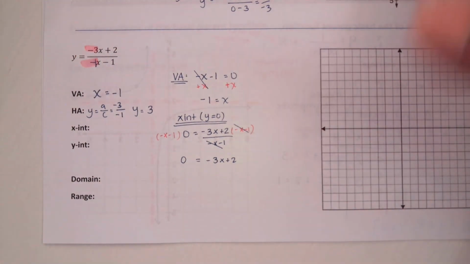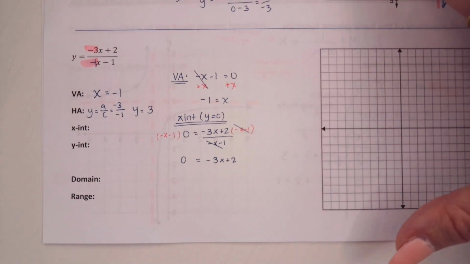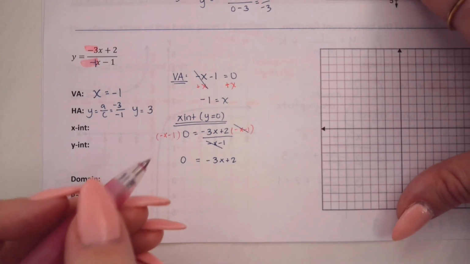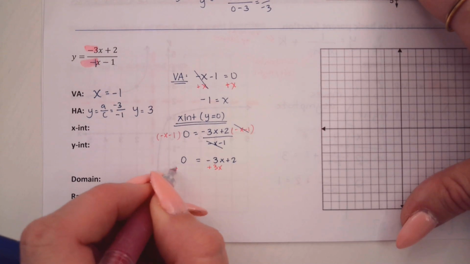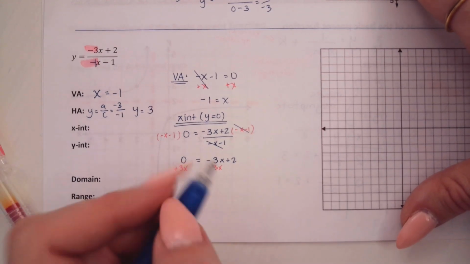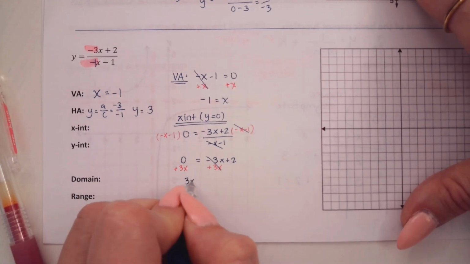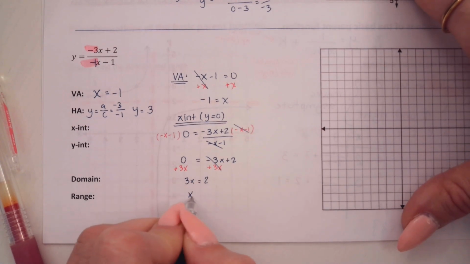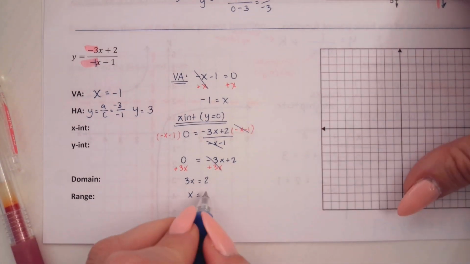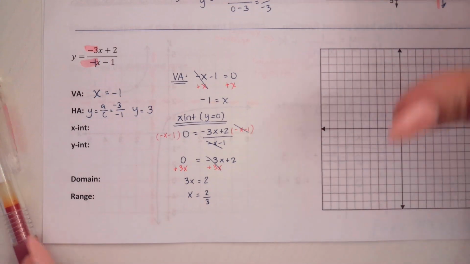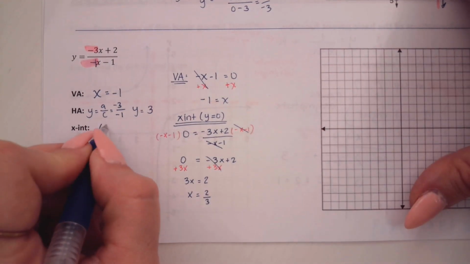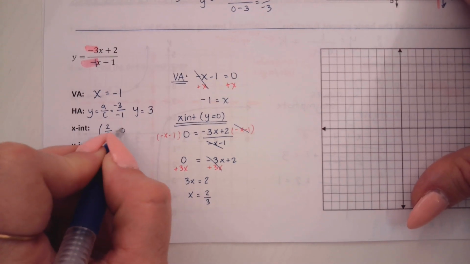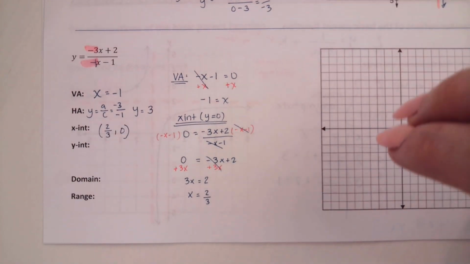Okay, then what? Yeah, at this point you can either, I'm going to add 3x. Doesn't really matter though. So 3x equals 2, which means x equals 2 over 3. Good. For the intercept, what would that look like as an ordered pair? 2/3, comma 0. Yep. Okay.